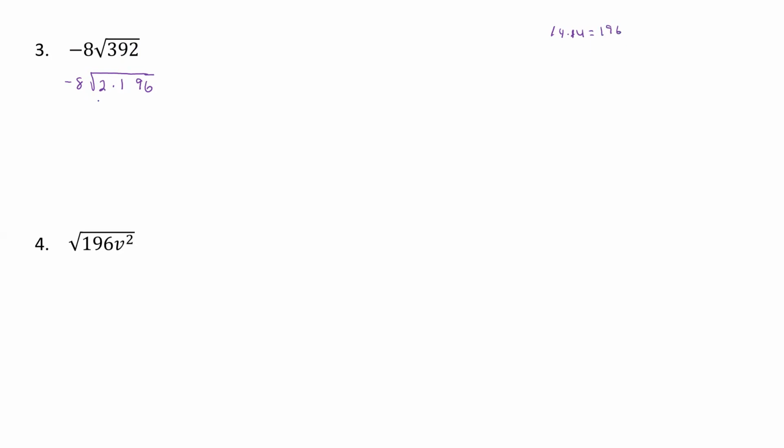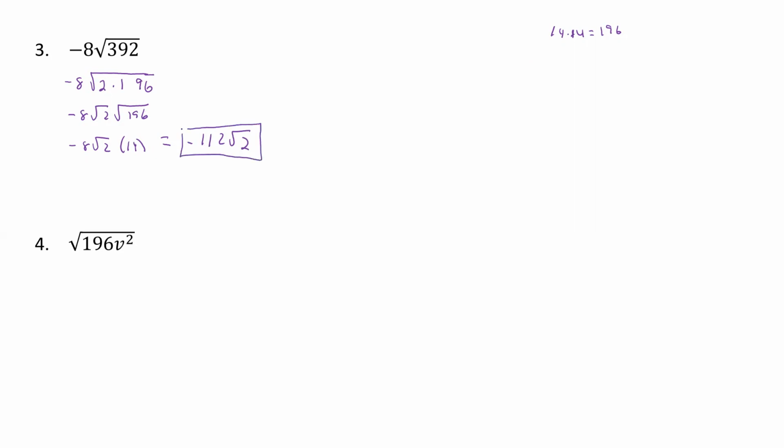And so then we have negative 8 times the square root of 2 times the square root of 196. And so that's a negative 8 times the square root of 2 times, well, the square root of 196 is going to be 14. And now what we can do is take the 8 times our 14, and that should give us a negative 112 times the square root of 2. Okay, and so that would then be our final value.